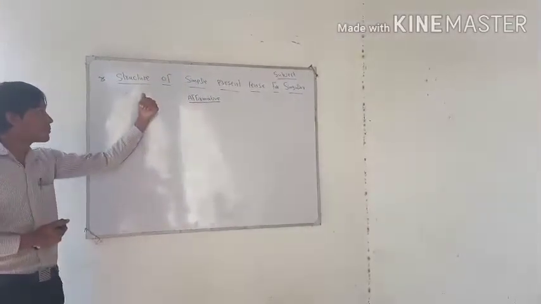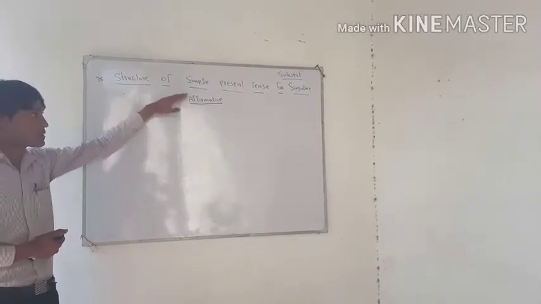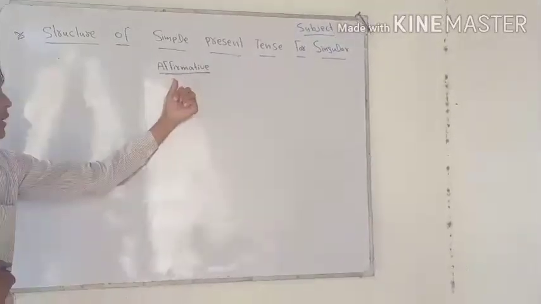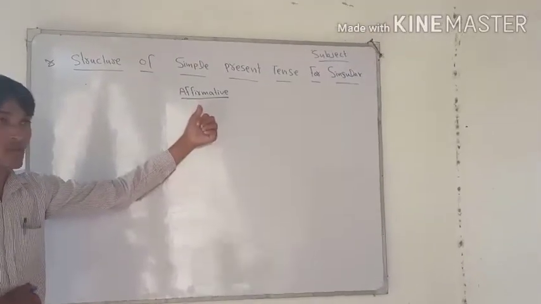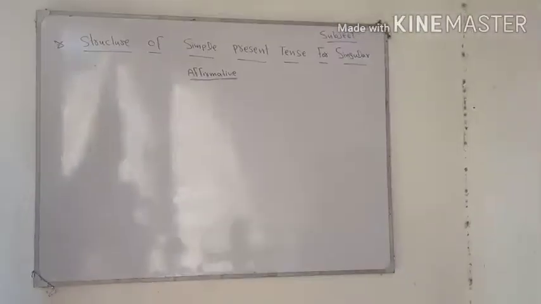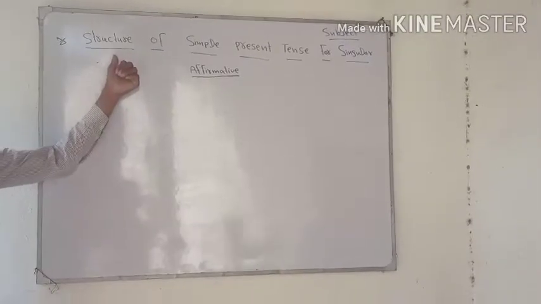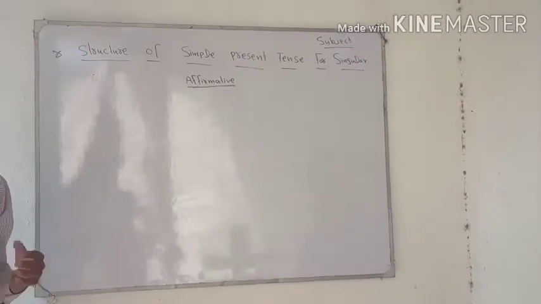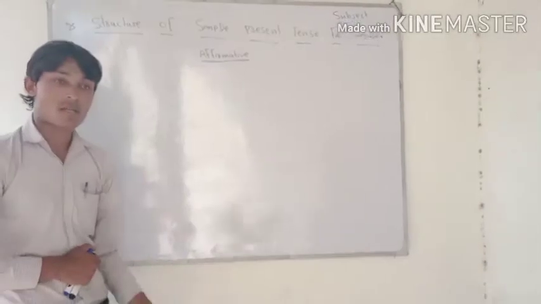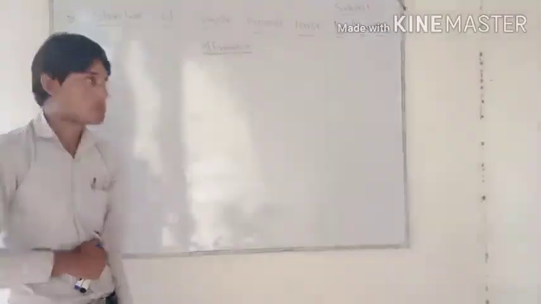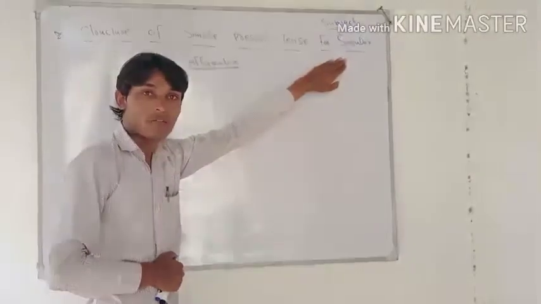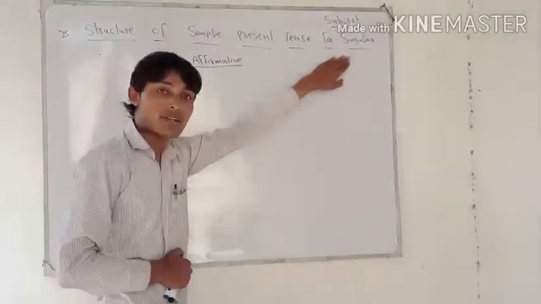Today I would like to talk about the structure of simple present tense for singular subject only. An affirmative sentence is also called a positive sentence. Structure simply means the formula for the simple present tense. Simple present tense is also called present indefinite tense. For singular subject means only for he, she, it and singular noun.